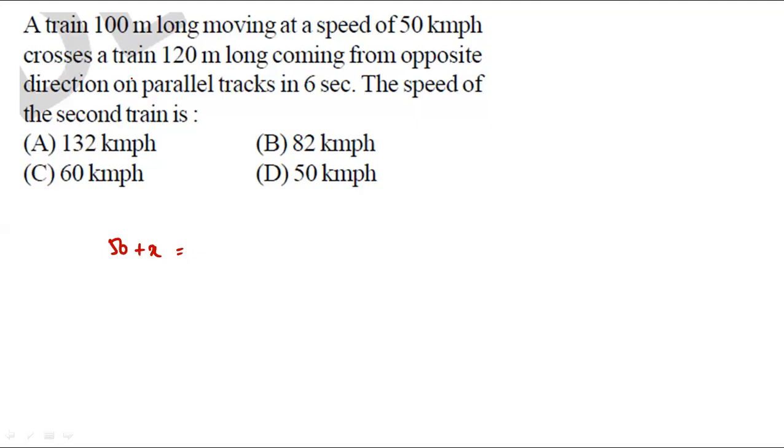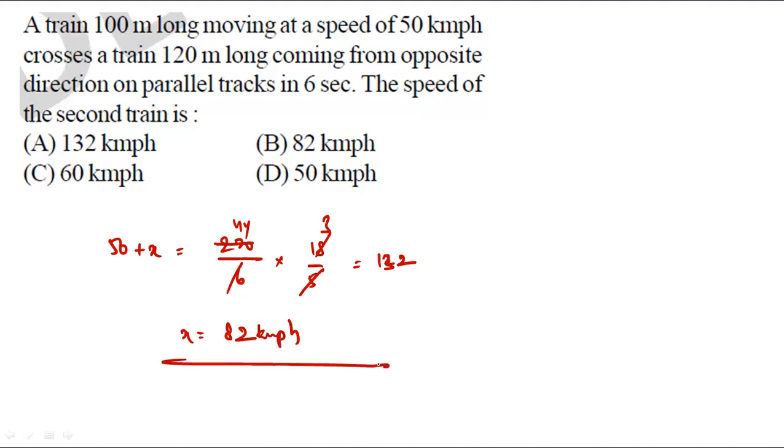Relative speed is equal to the total distance divided by the time. What is the total distance? 220. In how many seconds? 6 seconds. It is in meters per second. Convert it into kilometers per hour by multiplying by 18 by 5. It will be 132. So x is equal to how much? 82 kilometers per hour.